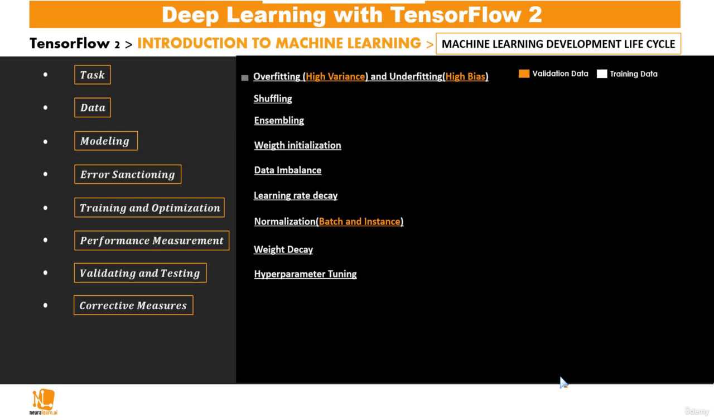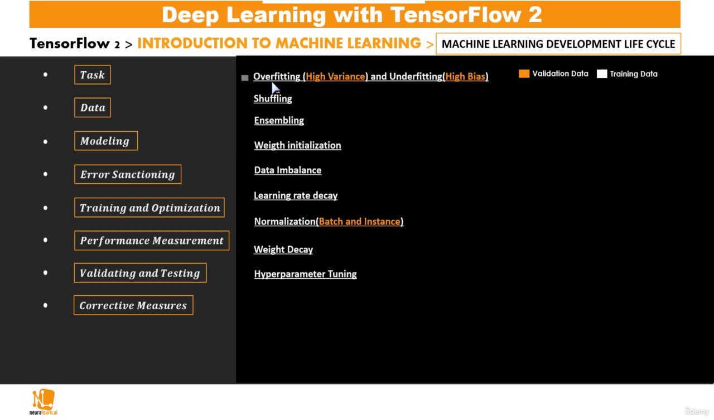Welcome to the section on corrective measures. In this section, we shall look at different methods to ameliorate the performance of a model. For our plots, the orange plots will be the validation data plots, or the model's values when the data is validation data, and the other model's values for training data.